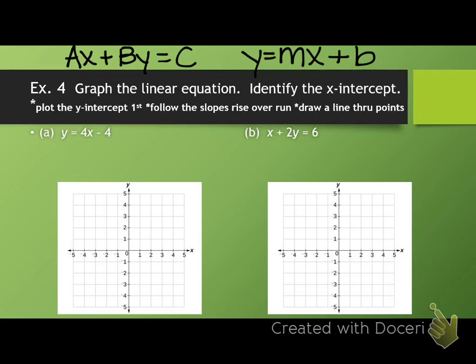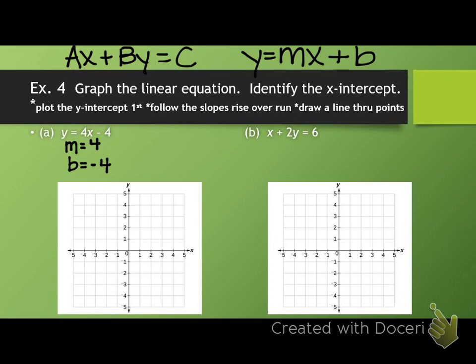So looking at letter A, is this in slope-intercept form, the equation? Yes. So we should very easily be able to identify m, and we should very easily be able to identify b. So what is my m or my slope in this problem? 4. And what is my y-intercept? -4. Good.